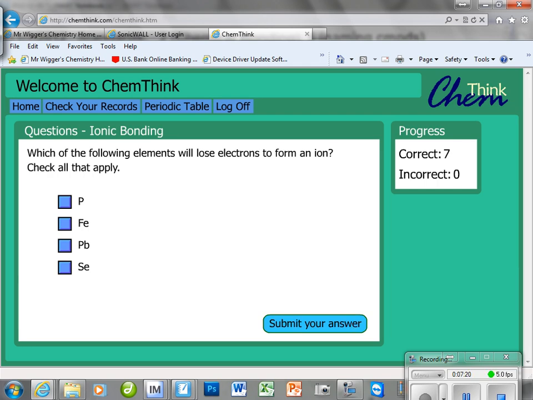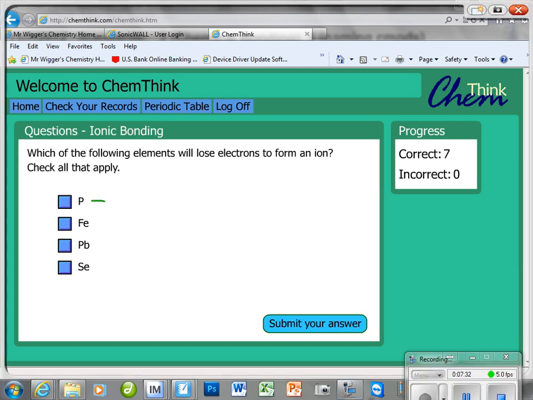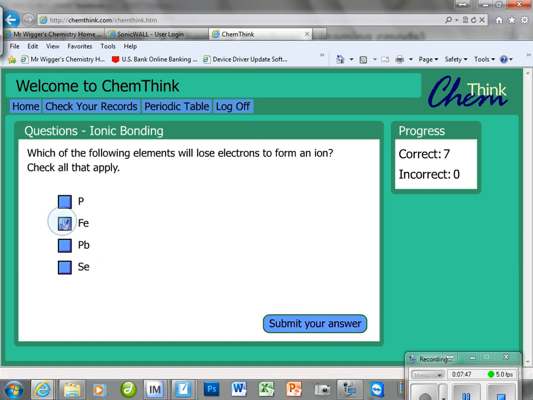Now, which of the following elements will lose electrons to form an ion? Okay, the losers are always metals. So we just find where these guys are on the periodic chart. Now, phosphorus, no way, because phosphorus is a nonmetal. And selenium is over in the nonmetal category as well. And then we have iron and lead, who are both metals. So those are our two choices here.